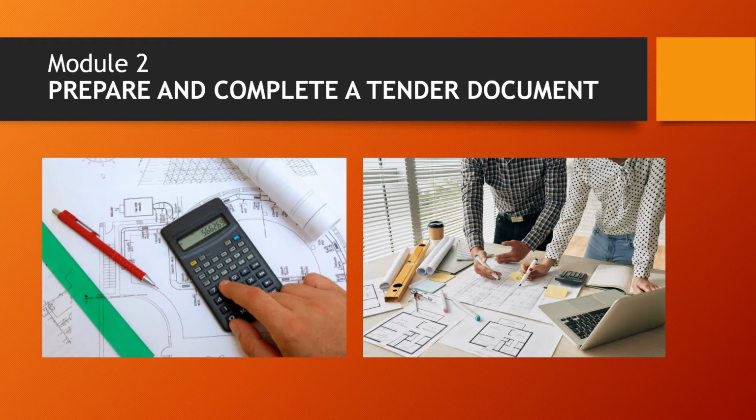And so this week we're going to look at module number 2. Module number 2 is called Preparing and Completing a Tender Document. Now this module has got 4 lessons, starting at lesson 4 and lesson 5, lesson 6, and lesson 7 and lesson 8. However, what we're going to do for the purposes of this week, we're only going to cover 2 lessons, lesson 4 and lesson 5. I will tell you the reason at the end.